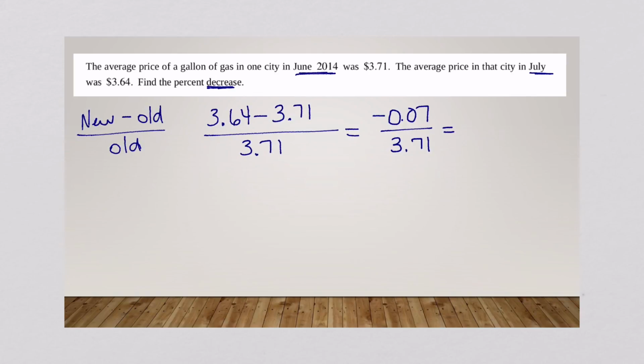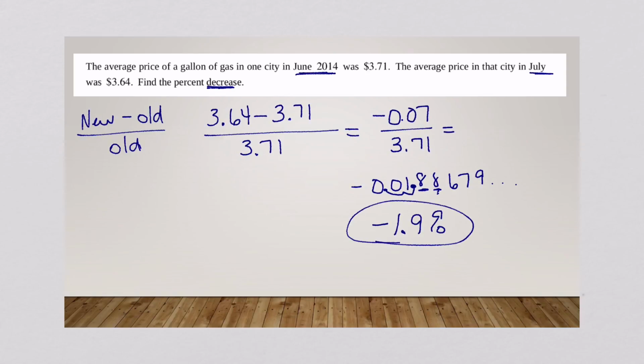And I get a decimal that looks like this, negative 0.018867 dot dot dot. Okay, so again, to get the percent, I've got to scoot this to the right 2 places. So it's a 1 point. I need to decide if I want to round this number right here, this 8. Because this 8 is 5 or greater, I'm going to round it up. So a negative 1.9% decrease. And I know that it's a decrease because it's negative.